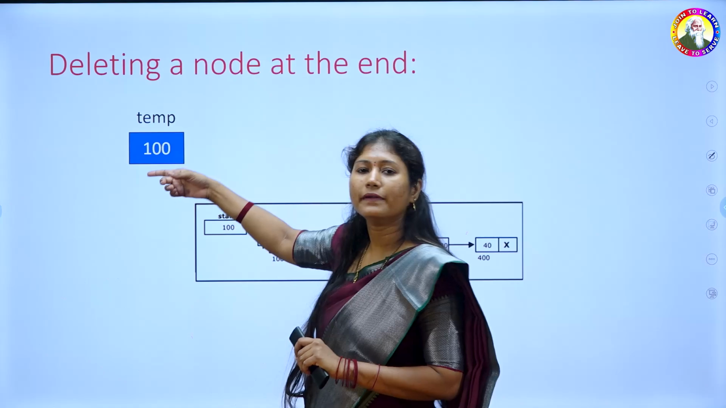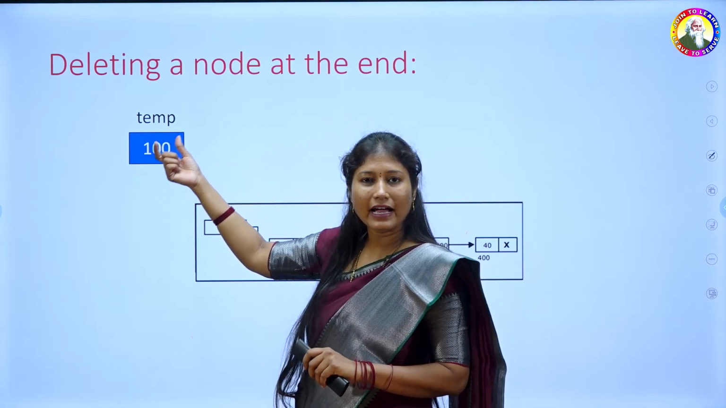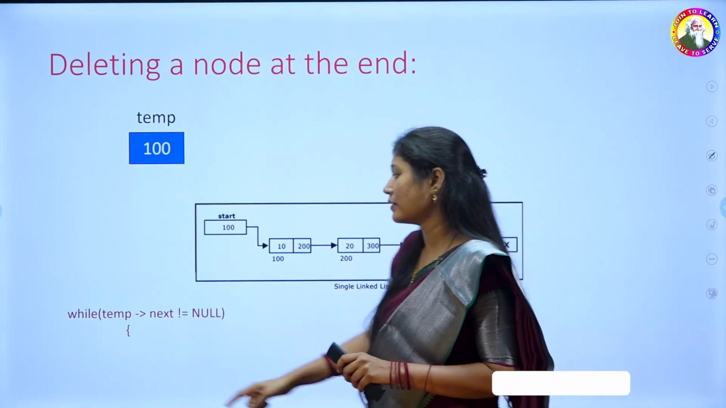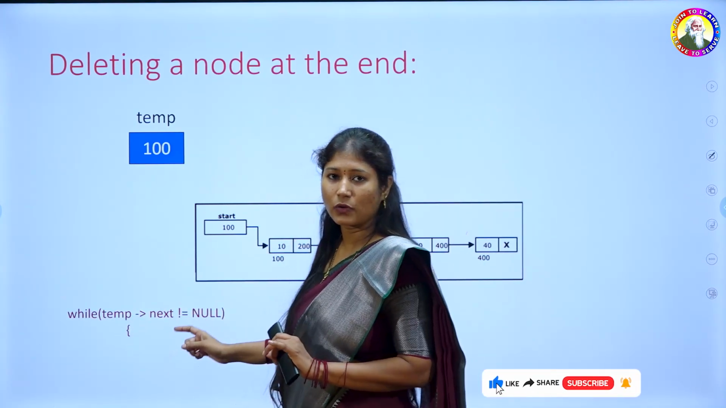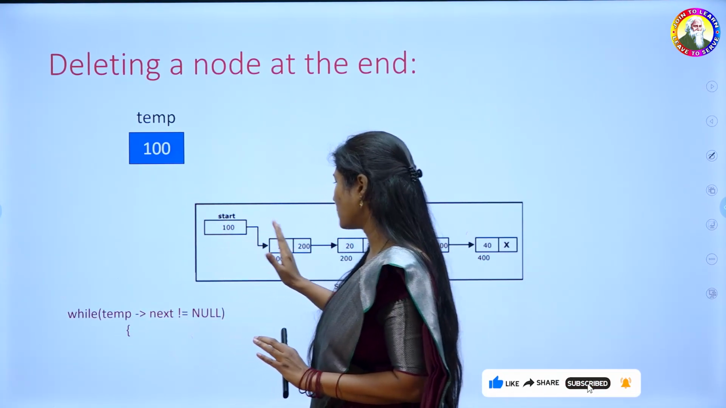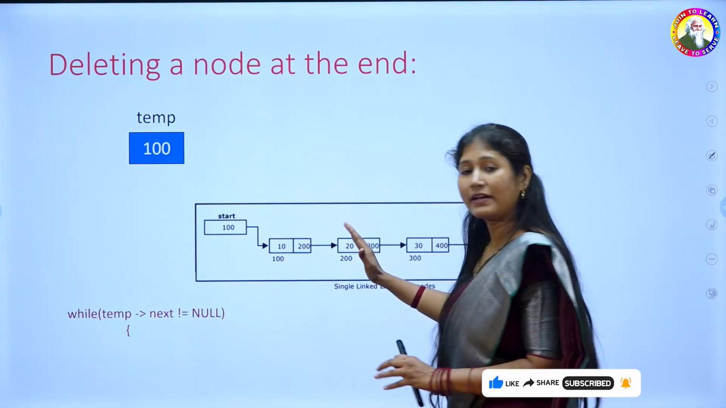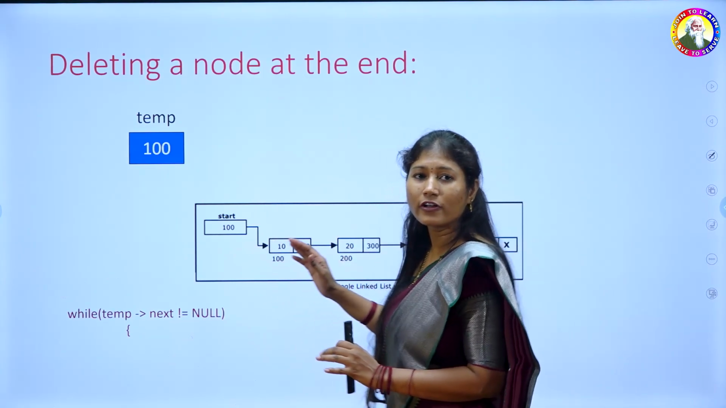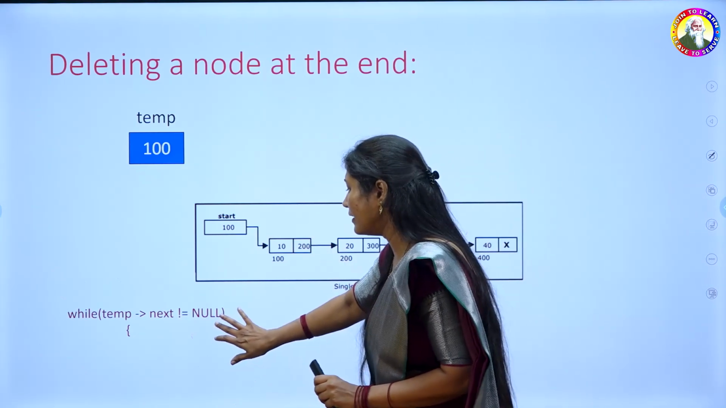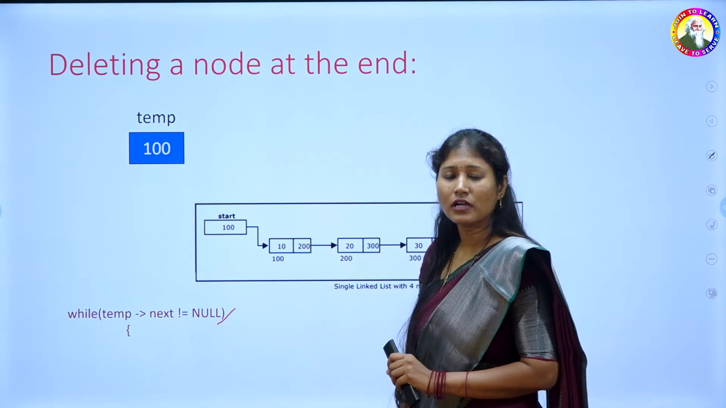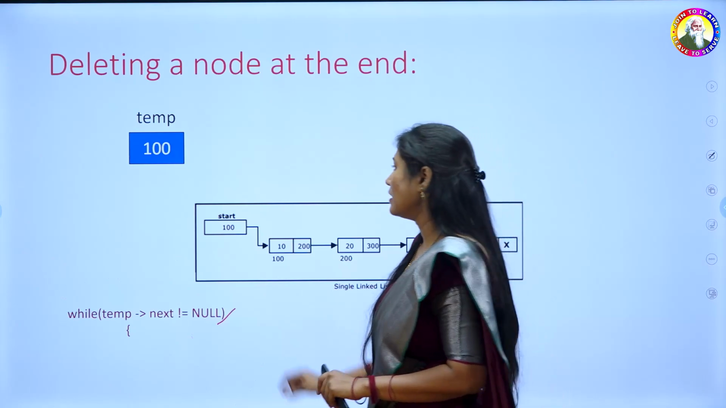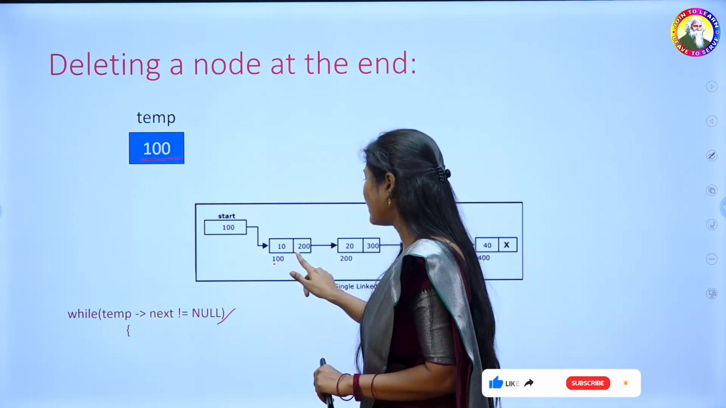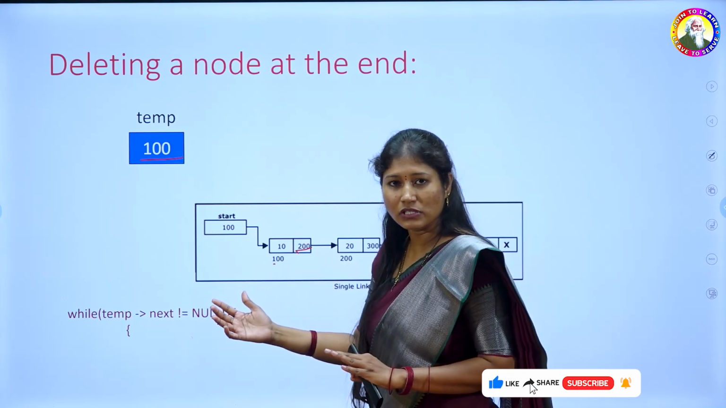Here we are taking a temp, and I need this temp pointer to traverse. How can I traverse? While temp next not equals to null. I should traverse from the first element to the second element to the third element. This is called traversing. Now how can I move forward? By writing the code while temp next not equals to null. Observe, what is the temp value here? 100. Come to 100.